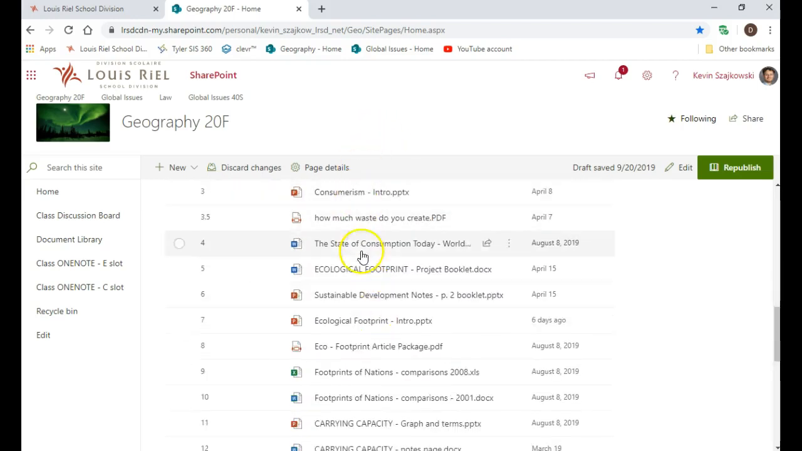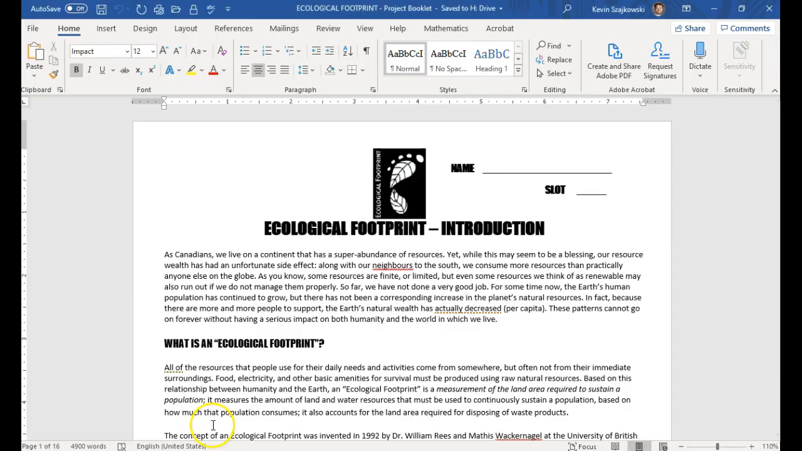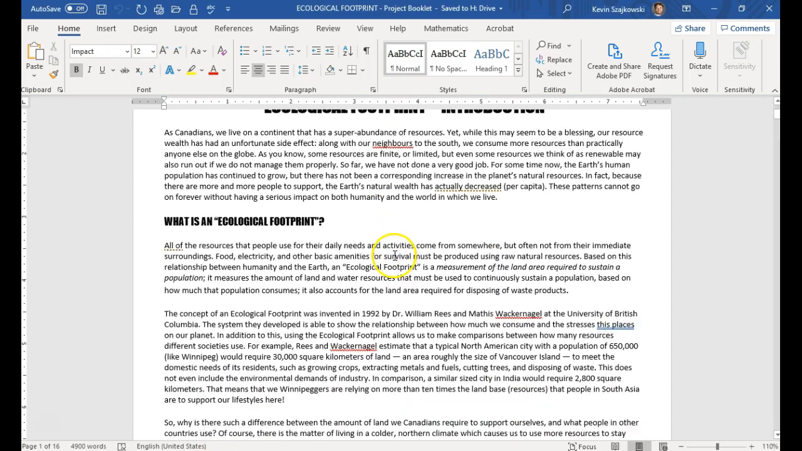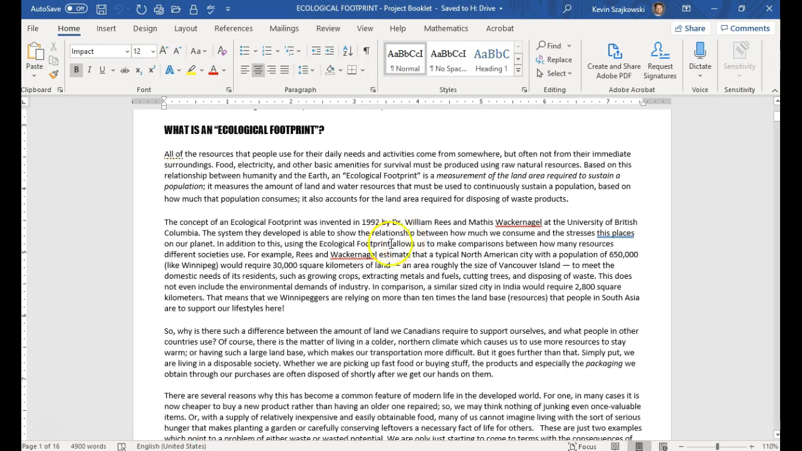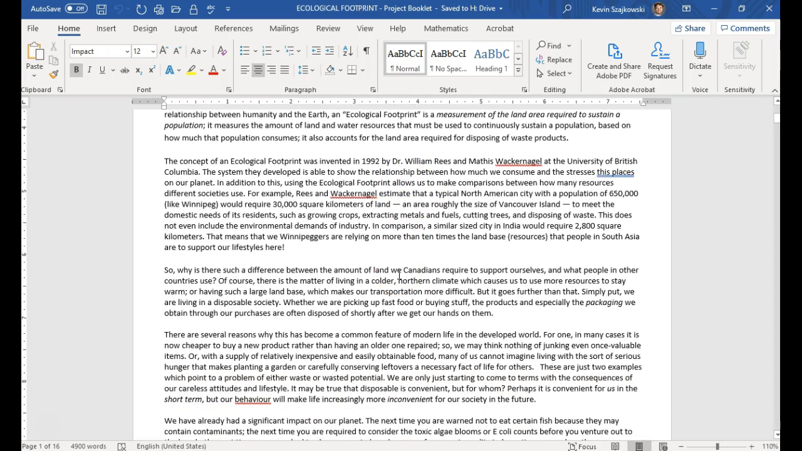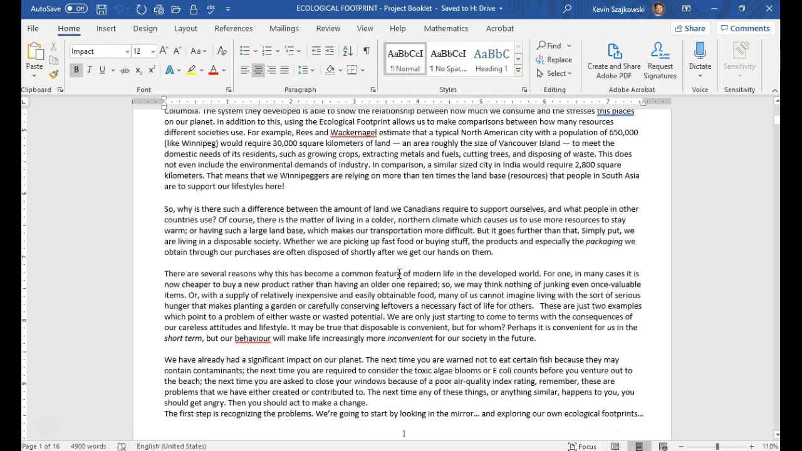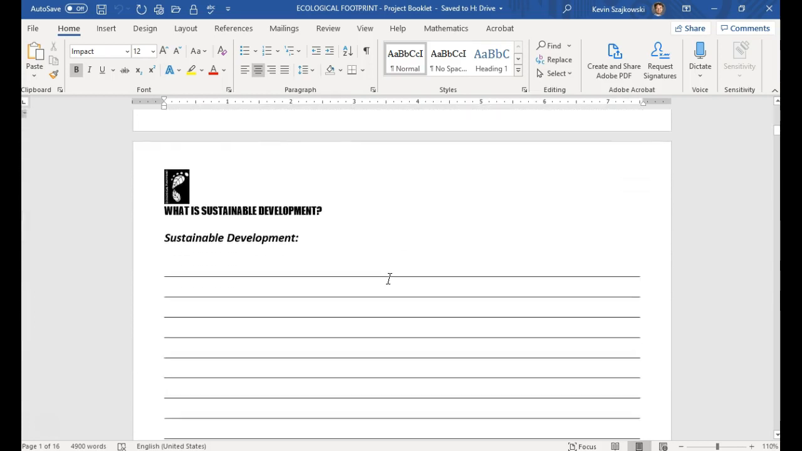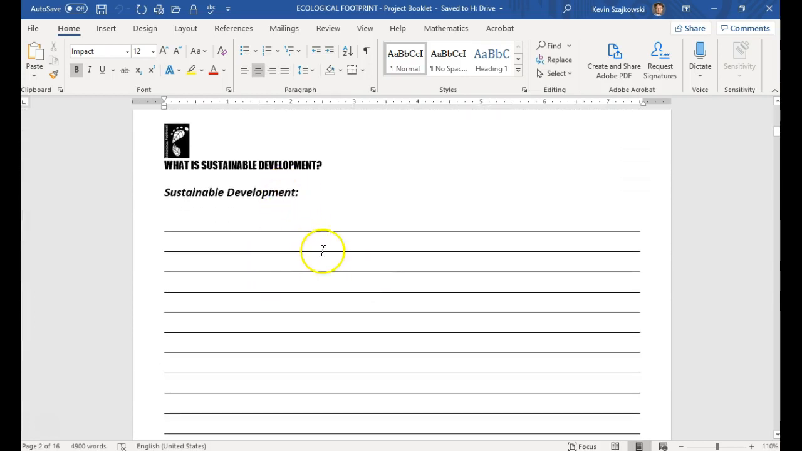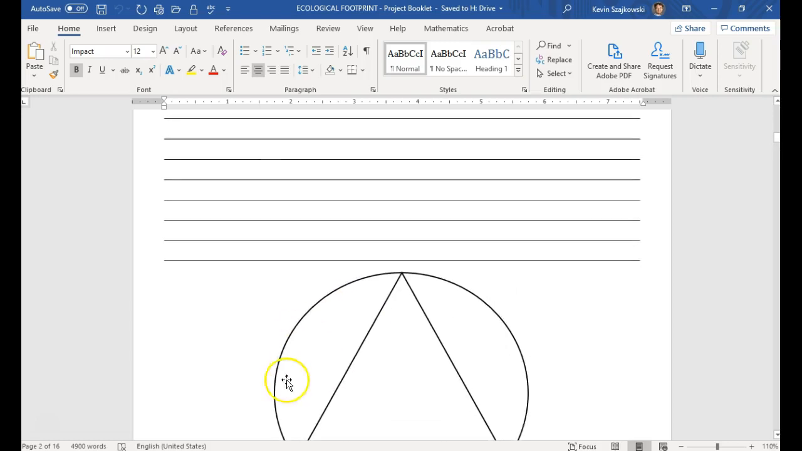So we've been working our way down this list. We started last week looking at this Ecological Footprints project booklet. I'm going to open a version up here. What you should have done by now is read this first page and highlighted any important statements or sentences from it about what an eco footprint is. You should also at this point have completed the notes that go on page 2 of this booklet.